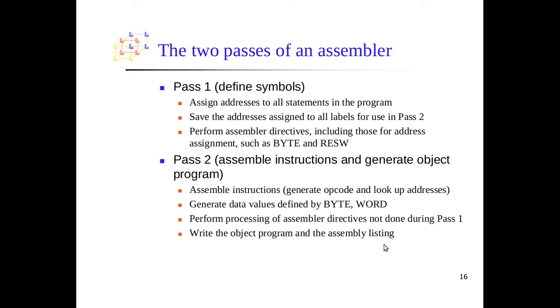Here the assembly listing means some information that will be helpful for the programmer during debugging. Some information about the source lines of the assembly language program will also be there along with the assembler output. So that will be helpful during debugging. That is the assembly listing.